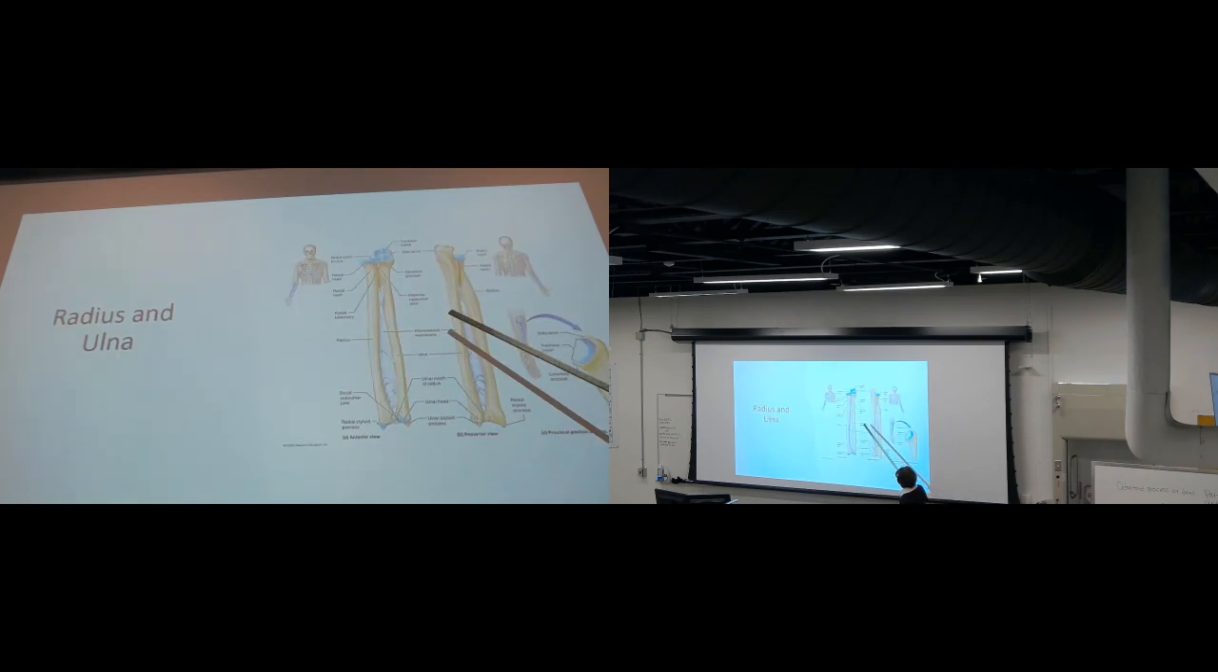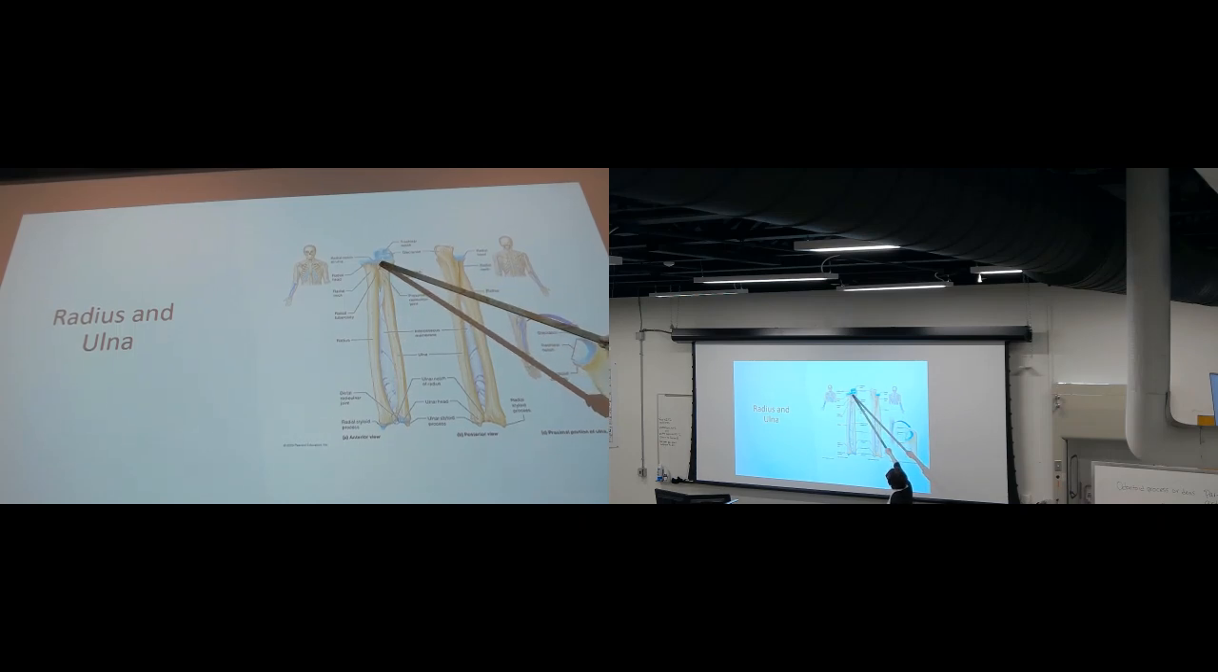For the radius and the ulna, here is the radius, it's shorter than the ulna, and it is lateral, this is medial, so this is the anterior view, this is the posterior view. In the proximal part, the radius has the radial notch for the ulna, which is here, this is the head, and then here is the radial neck and the radial tuberosity. This is the neck, this is the tuberosity.